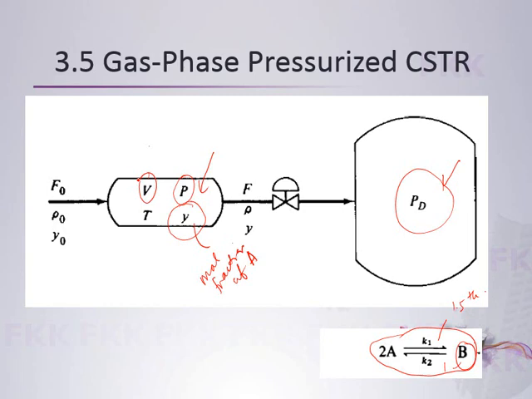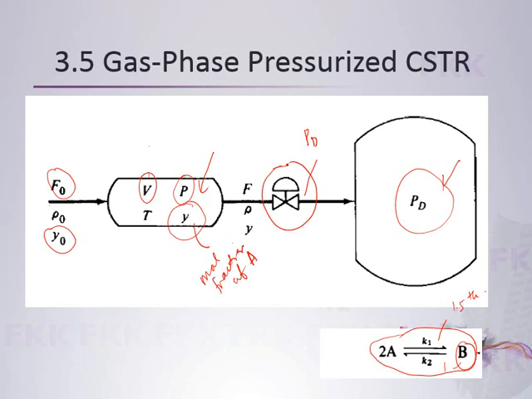If this is not a perfect gas, then you have to use the equation of state, the one that you have learned in high school. The feed stream has a density rho naught, and a mole fraction Y naught of reactant A. The volume flow rate is F naught. The flow out of the reactor passes through a restriction control valve into another vessel, which is held at a constant pressure PD. So in here your pressure would be PD.